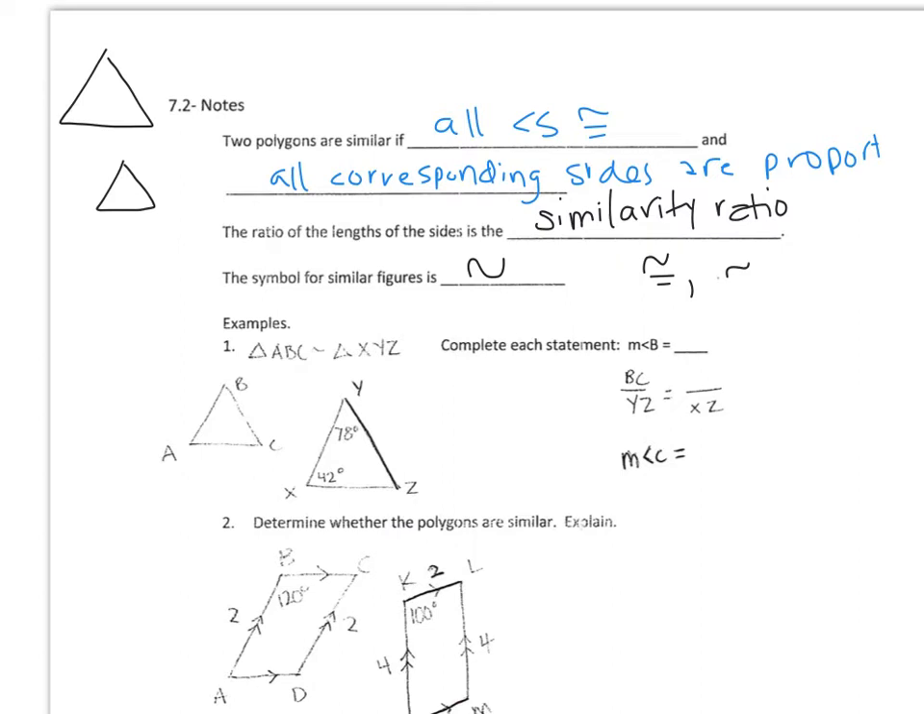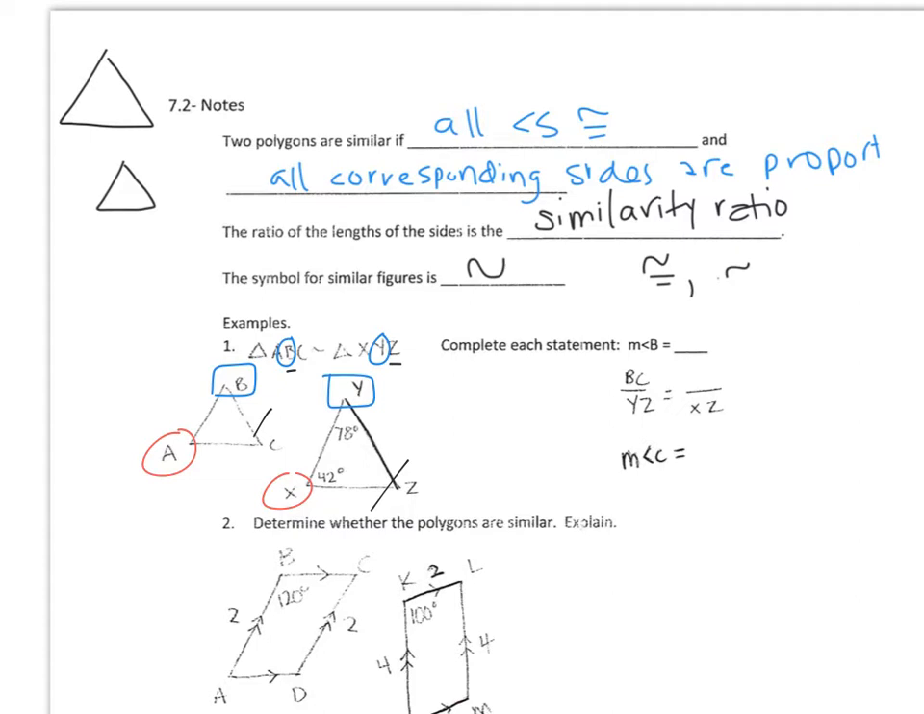So example 1. You read this as triangle ABC similar to triangle XYZ. So just like we had with congruence, where angle A was congruent to angle X, it works the same way with similarity. Because we know all angles are congruent, we know that angle A is congruent to angle X. So A and X are the same. We know that B is congruent to Y. So B and Y are the same. And we know that C is congruent to Z. So these two are the same.